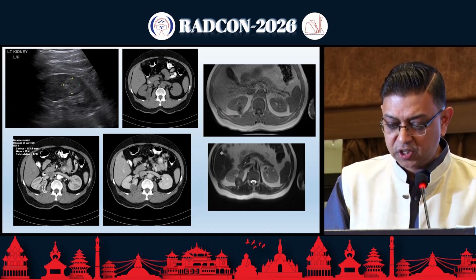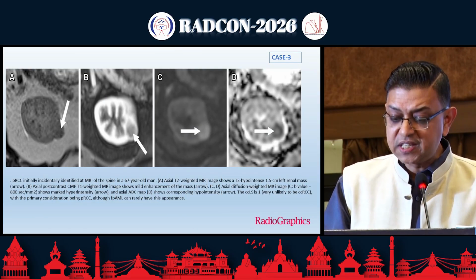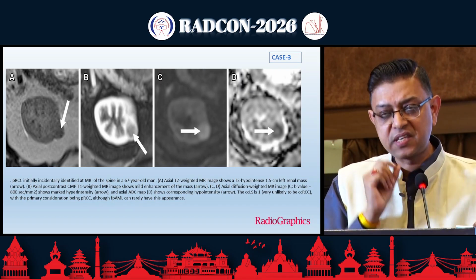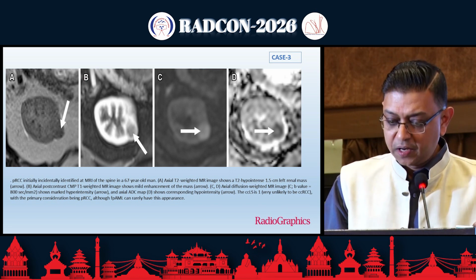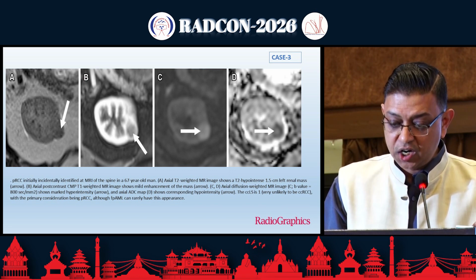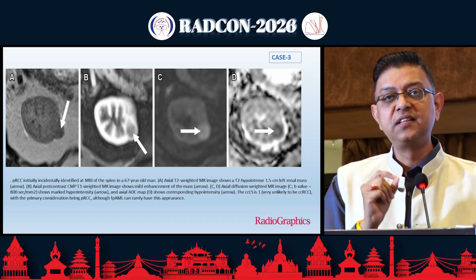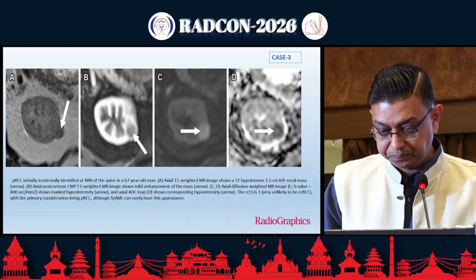Now look what happens on the MRI. This is a T1 scan. This is a T2 scan. On both sequences, the lesion is hypo. Now you know a cyst would be hypo on T1 and hyper on T2. But this lesion is hypo on both T1 and T2. That means this is not a cyst. This is a papillary type of renal cell carcinoma.